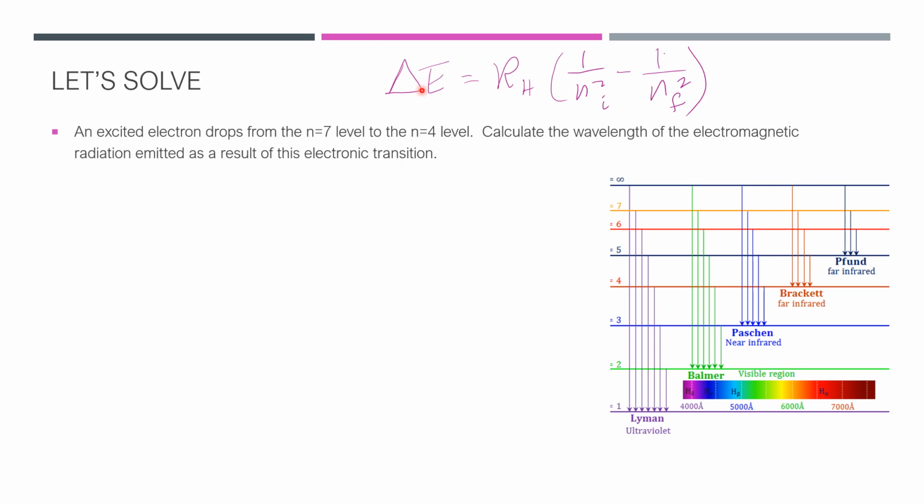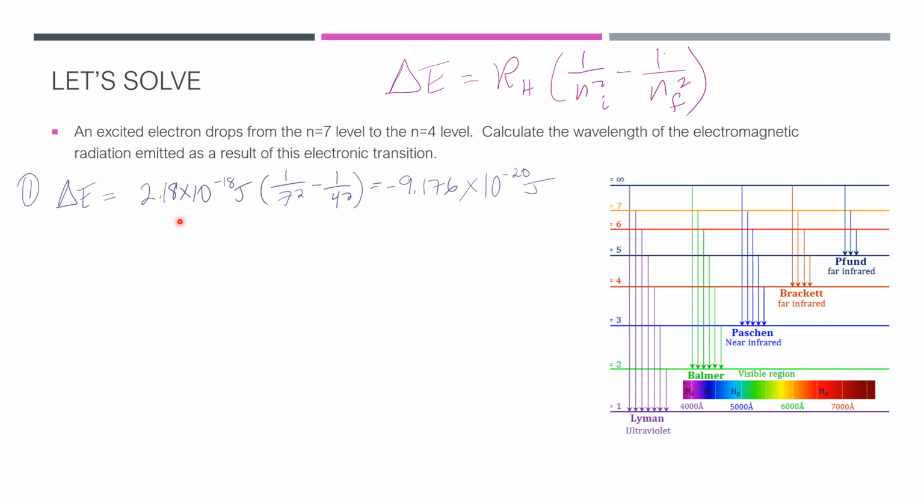Here is the Rydberg equation that we just looked at, and now we have a problem. An excited electron drops from the n equals 7 level to the n equals 4 level. Calculate the wavelength of the electromagnetic radiation emitted as a result of this electronic transition. Here is our Rydberg equation. This is a constant, of course, and now all we have to do is evaluate which is initial and which is final. Well, of course, 7 is initial, so we're going to plug that in here. 4 is final, and we're going to plug that in here.